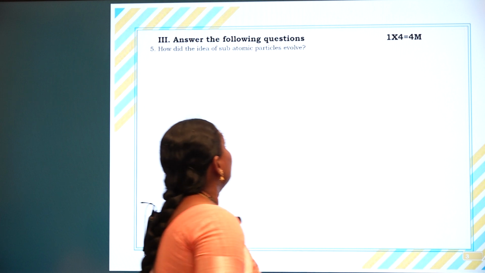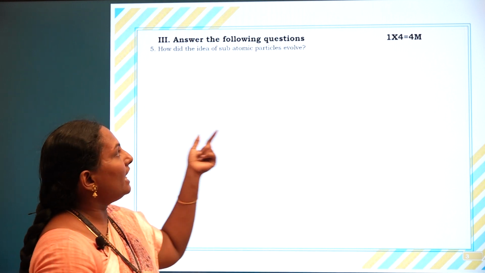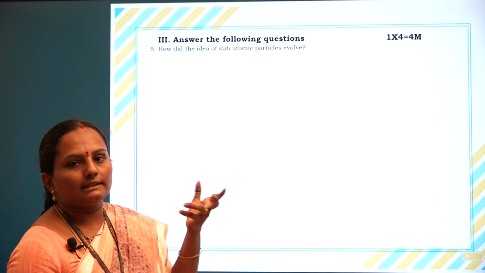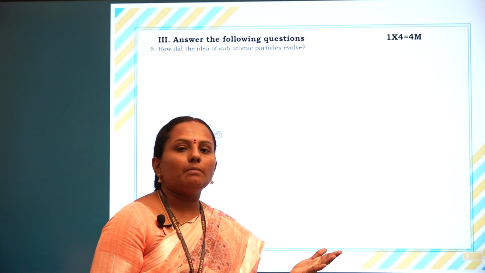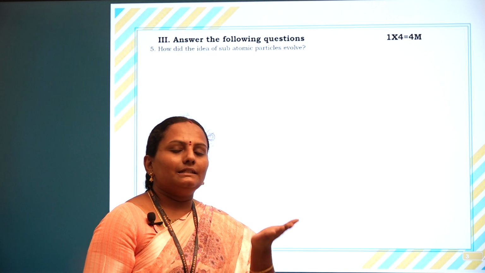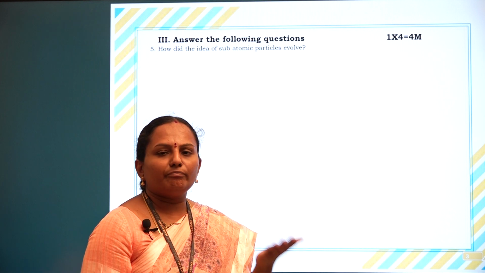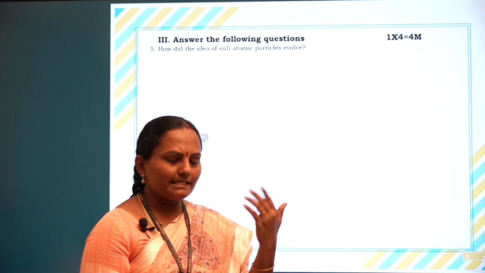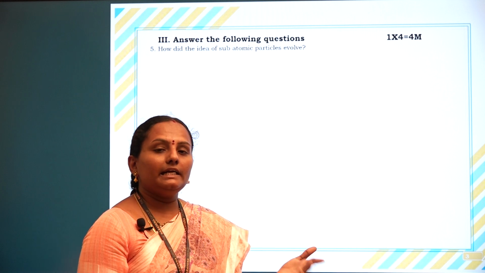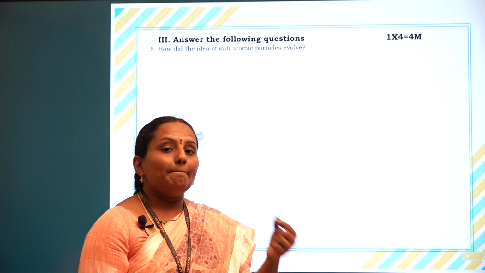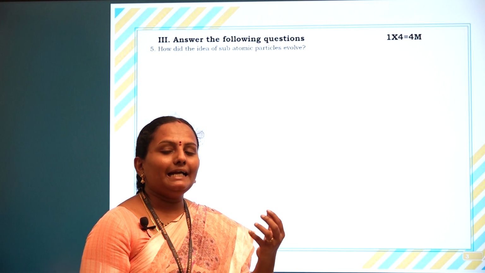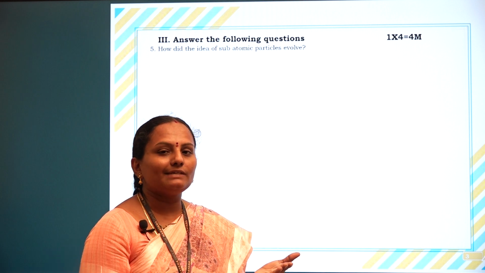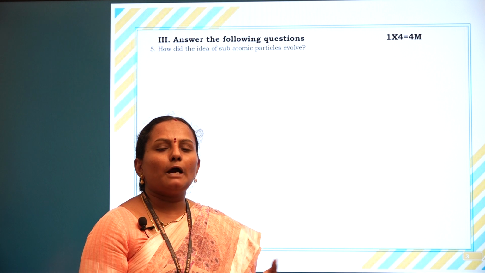Next, fifth question. How did the idea of subatomic particles evolve? At first, the idea of the atom. The ultimate smallest particle of matter is the atom. That idea was given by our Indian saint Maharshi Kanada. He assumed that matter contains smallest particles called Anu and Paramanu, Sanskrit words. Anu means molecule, Paramanu means atom.